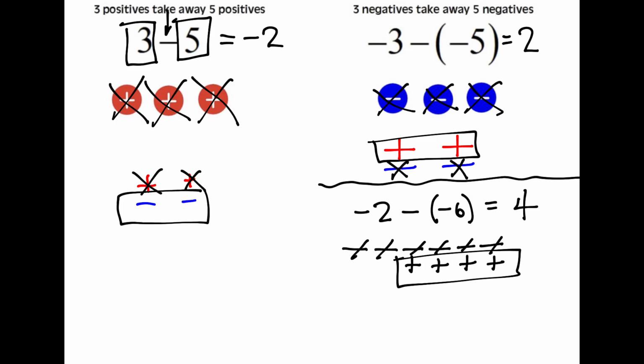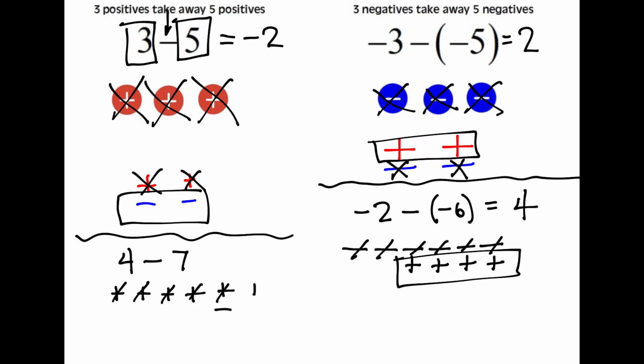Okay, let's do one of these first ones again. How about 4 minus 7? So you start with 4 positives, and I want to take away 7 positives. So I don't have enough. So 1, 2, 3, 4, 5, 6, 7. And I have 3 negatives left.